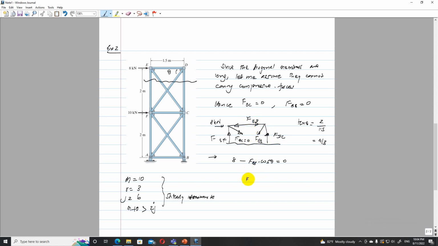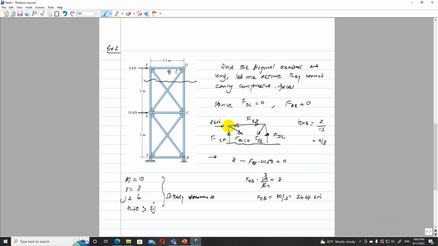So now FEB cos theta, which is 1.5 over 5, equals 8. So FEB is 80 over 3 kilonewton. Okay. So FEB is found, and FEC is also assumed to be a zero force member.